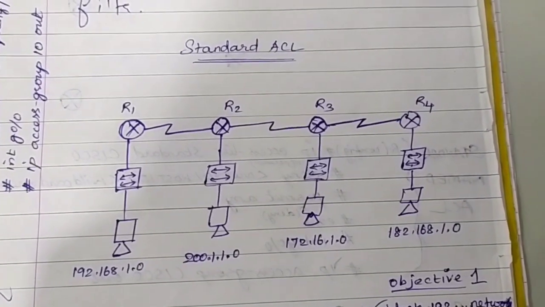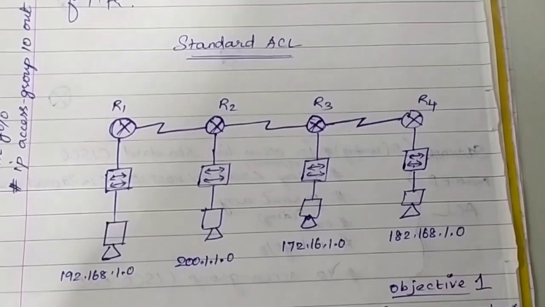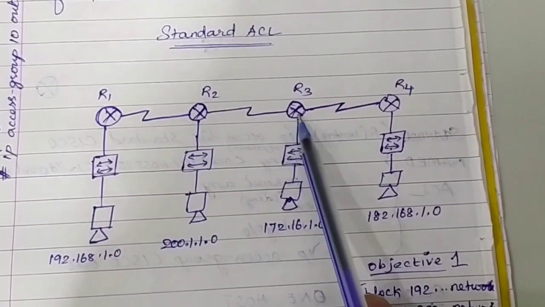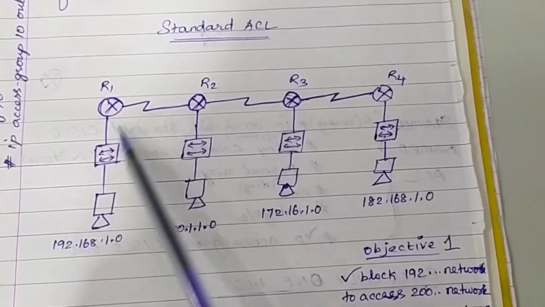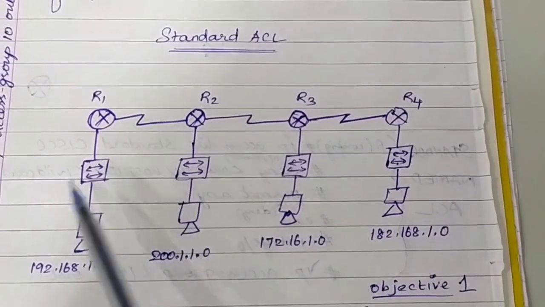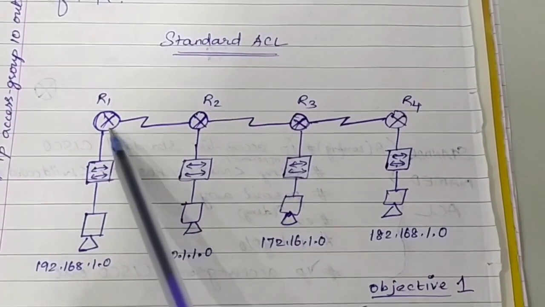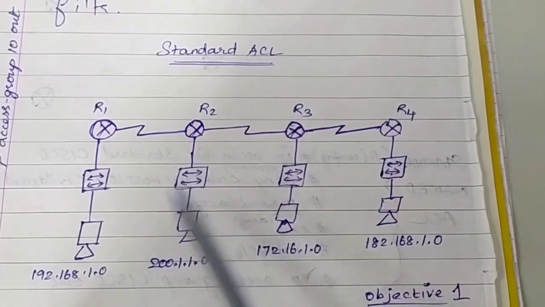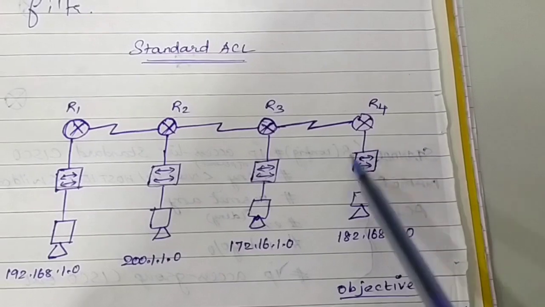Now we'll see how we are going to do standard ACL. One example topology I have taken here has 4 routers: R1, R2, R3, R4. As I told you already in static routing, under each router, if any switch and PCs are connected, this is actually one network. This is one network, and this is one network, and this is one network.